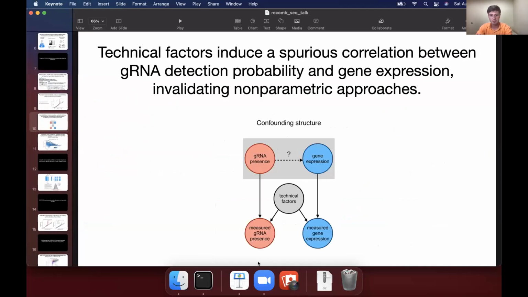So I guess the suggestion here is that gRNA, so I've got a DAG here that basically represents the causal relationship among the different variables that we're considering. And the idea here is that gRNA presence might actually affect the technical factor itself. And I think that's an interesting point, and it's totally possible.